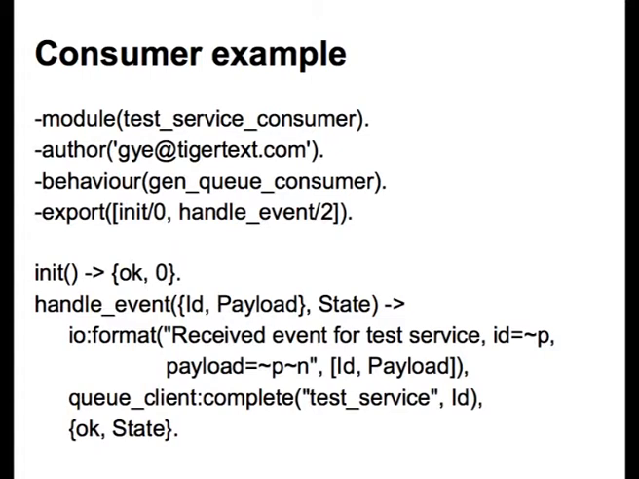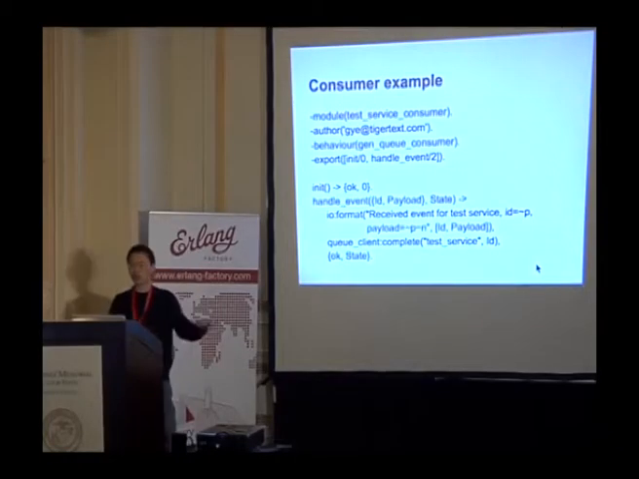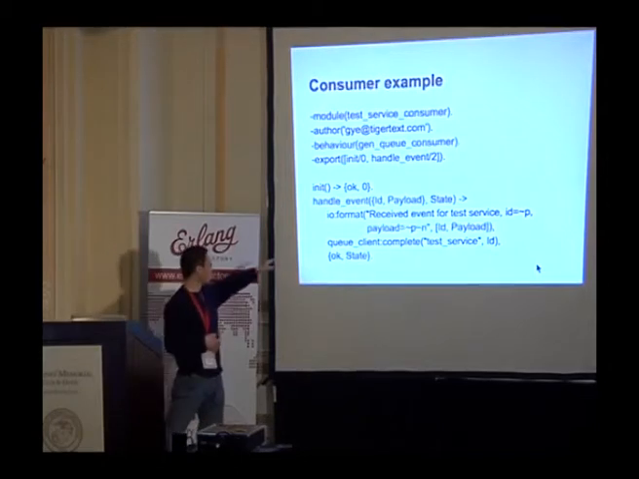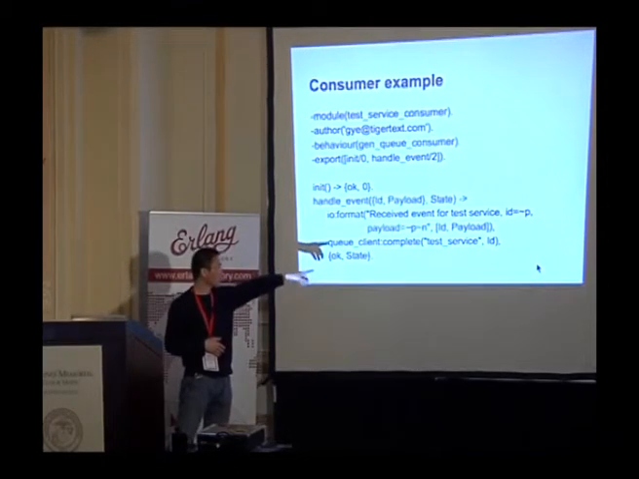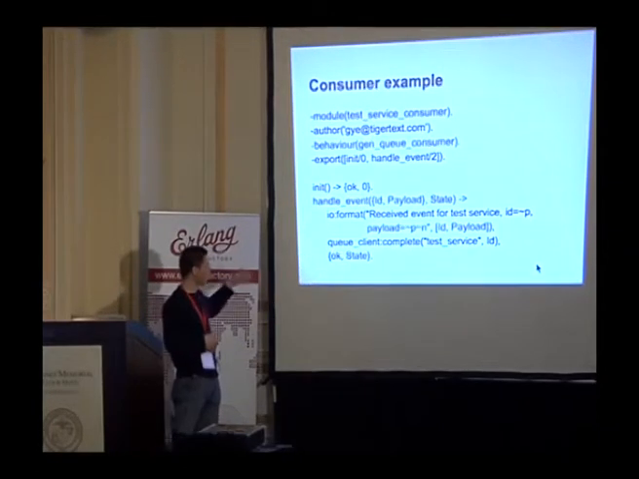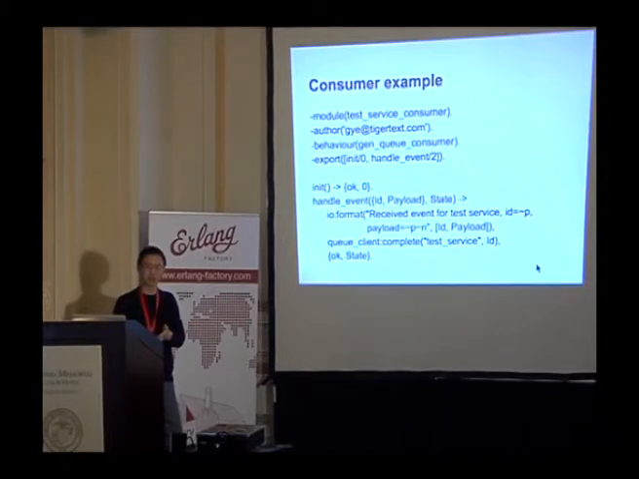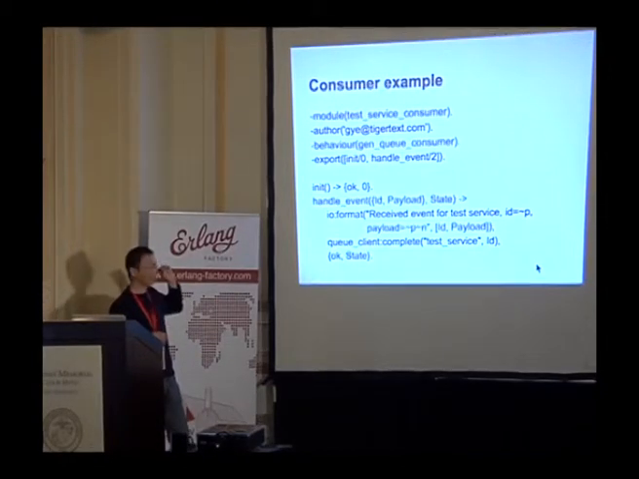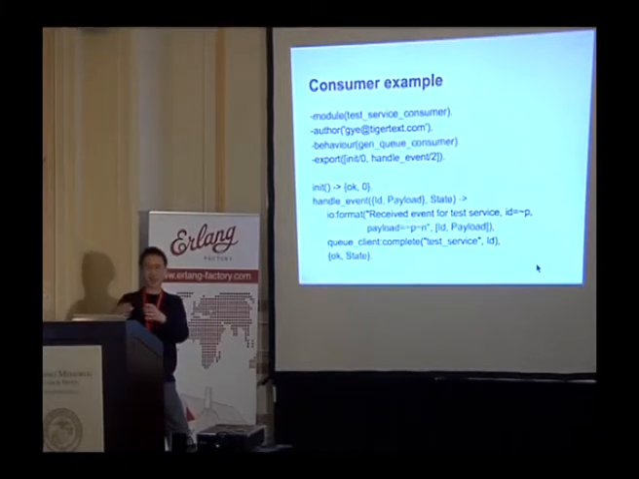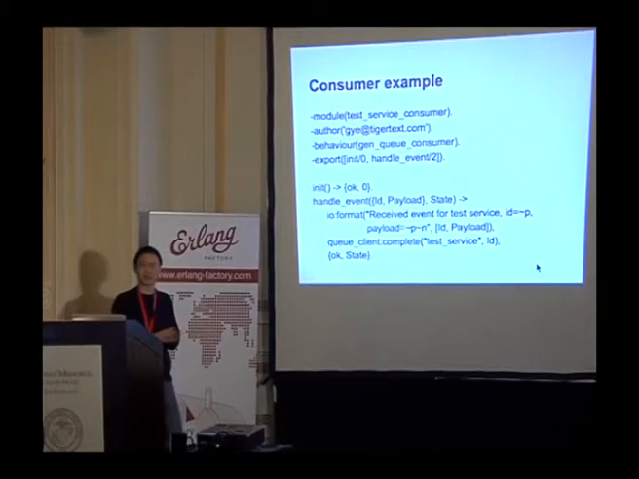So from the consumer point of view, here's a simple example. I basically have a test service consumer, and it implements the behavior of the join queue consumer. It provides two functions: one is init, another is the handle event call. In init, I simply put 0 as my initial state since there's really no need. In the handle event call, I simply log the line, saying I received the event. Then we call the queue client complete, with the service name and the ID. This is the whole logic at the consumer side. You simply implement two functions, and all the heavy lifting, like DQ, or checking whether the status is handled or not, is handled behind the scenes.